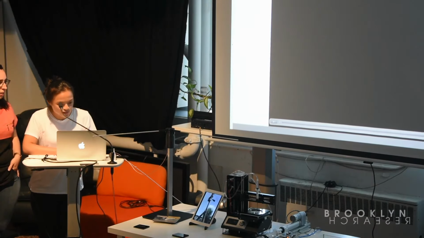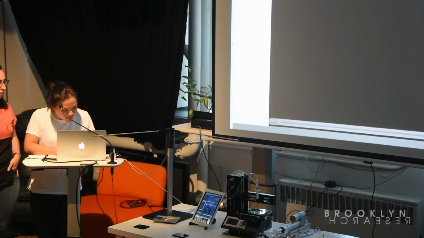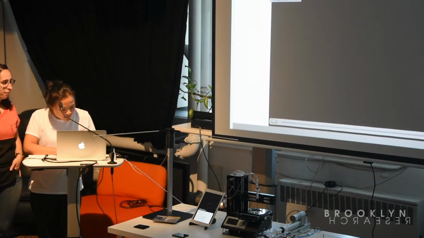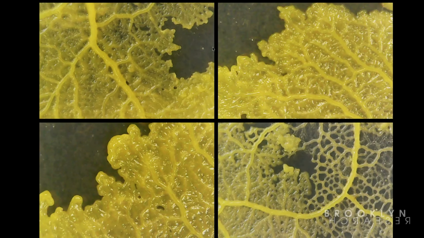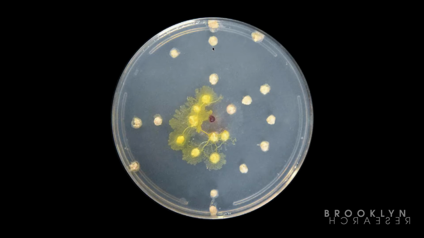But if we were to look at it from the coordinates that we were looking at just now, each message looks very different. Oh, this is the photo version. So what the molds are essentially doing is connecting the dots that we provide for them. And this is what each message looked like in the end.